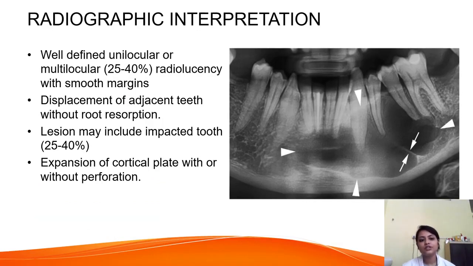Now, radiographic interpretation: well-defined unilocular or multilocular radiolucency with smooth margins. Displacement also we can sometimes see. The lesion may include an impacted tooth. If it includes the impacted tooth, one differential diagnosis is the dentigerous cyst. That will cause a dilemma for the pathologist. So without histopathological examination, we can't confirm the diagnosis whether it is an odontogenic keratocyst or a dentigerous cyst. There is expansion of the cortical plate with or without perforation.